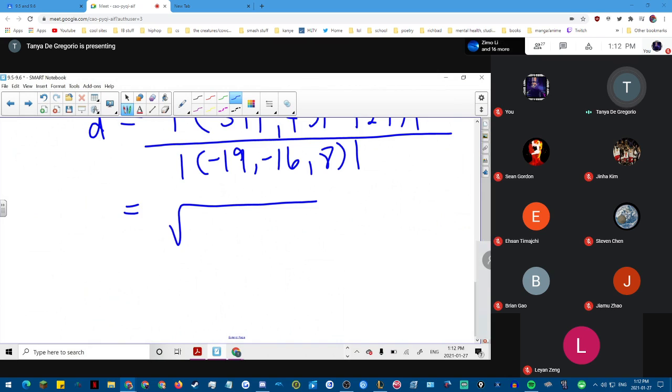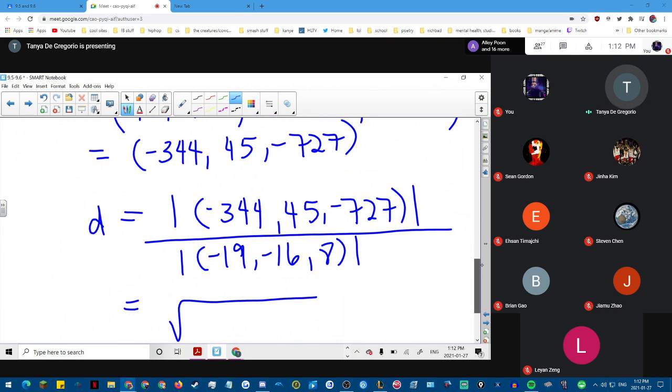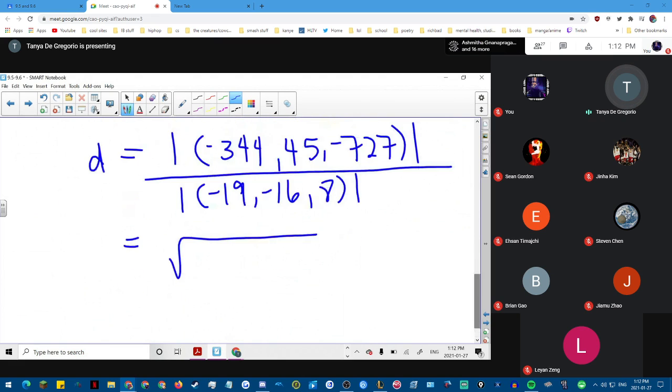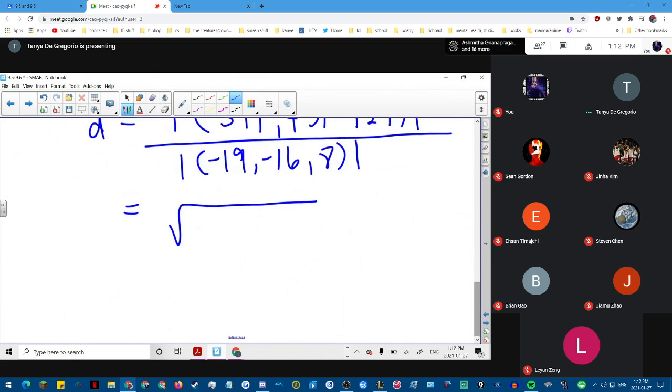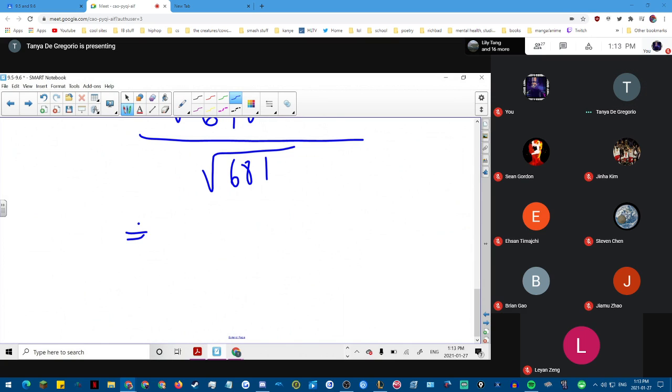Okay, so what do we get here, guys? 34 squared plus 45 squared plus 727 squared. What do we get here? Anyone still with me? 648,890. Yeah, perfect. Okay, and then at the bottom? 681. Oh, perfect. Thank you. Okay, and to 2 decimal places, please. 30.87. Perfect. Are there any questions?